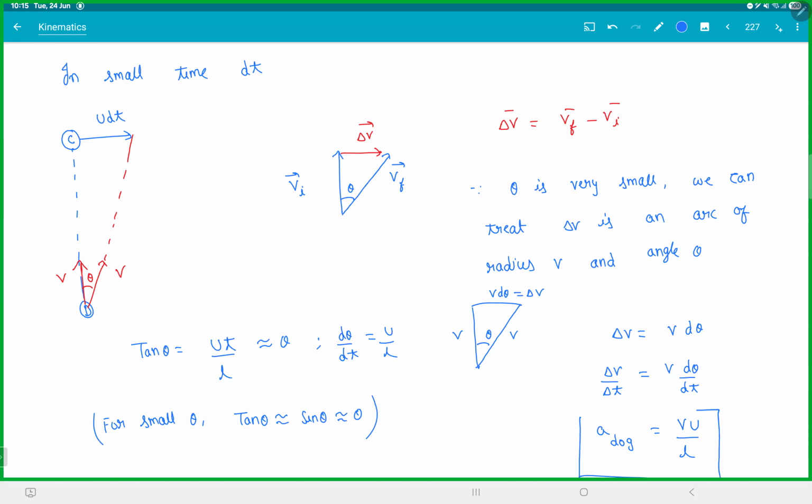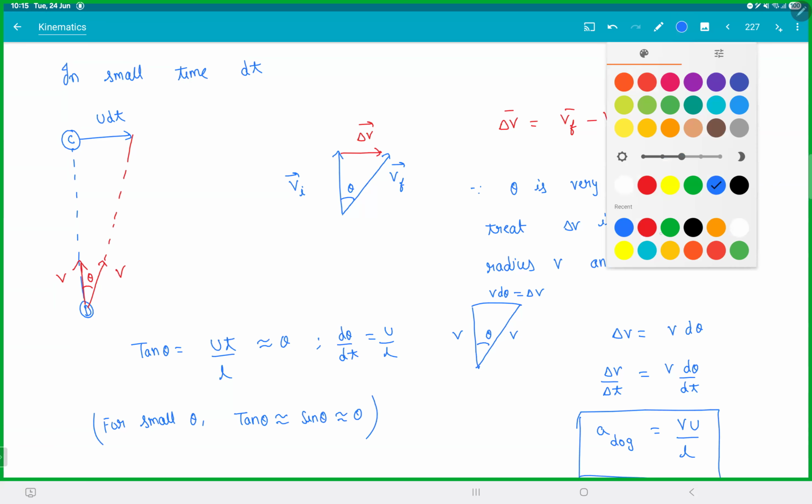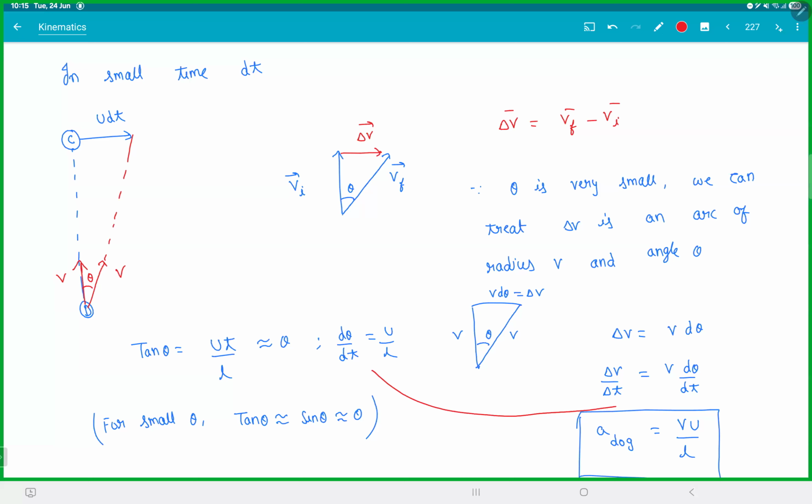This is the acceleration of the dog at t0. V is the velocity of the dog, u is the velocity of the cat, and L is the length between them. So take this from here and substitute here. Too many approximations, but yeah.